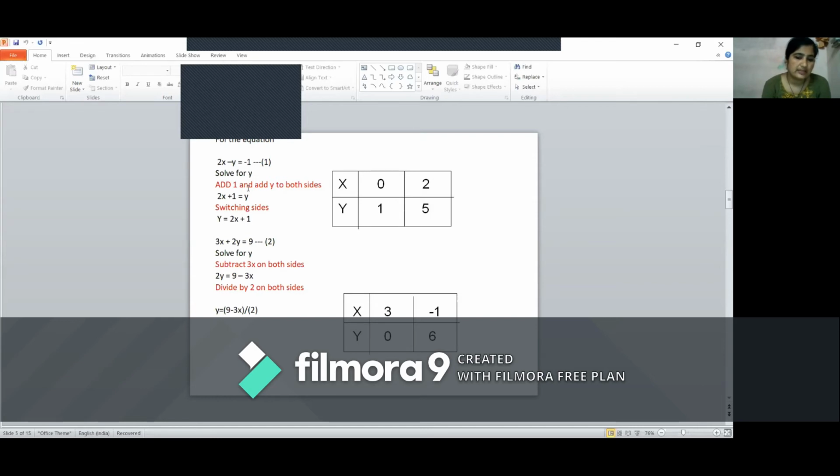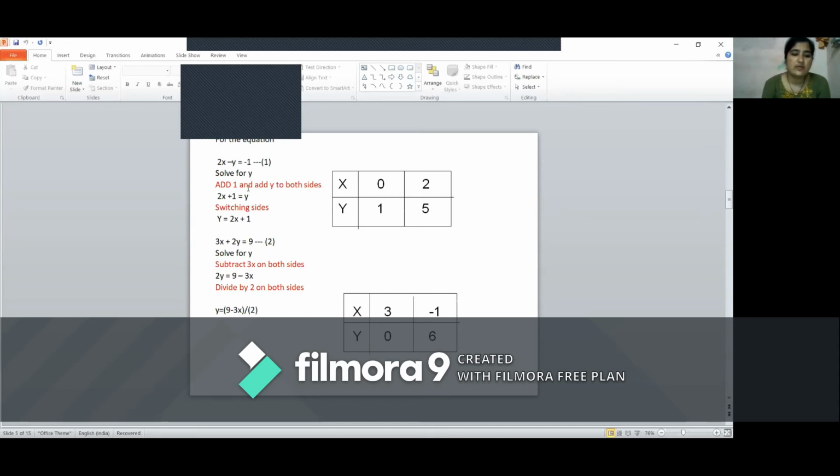Again make another table, make columns as x and y. Now put any values of x which you want. I have taken here x as 3. So if x is 3, put this value in y is equal to 9 minus 3x by 2, right?